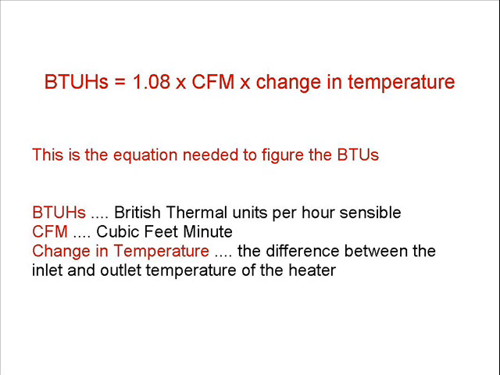But the formula is BTUs equal 1.08 times CFM times change in air temperature. The BTUs is British thermal units per hour sensible. Sensible is dry bulb temperature. Cubic feet a minute is CFM. And then the change in temperature is the difference between the inlet and the outlet temperature of your heater itself.